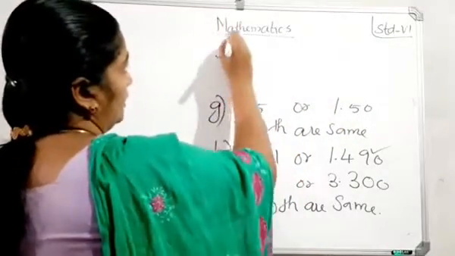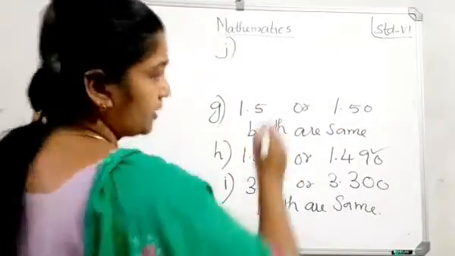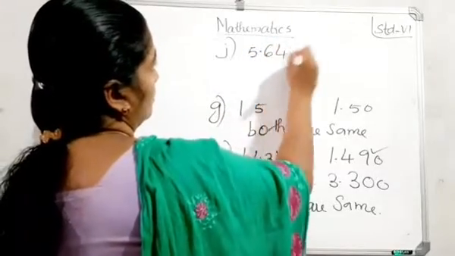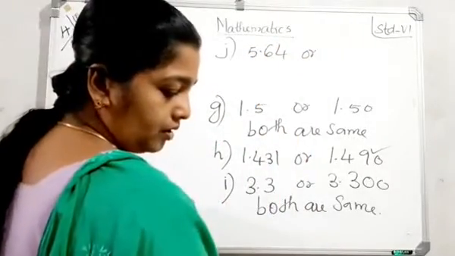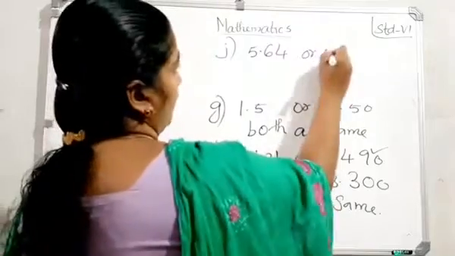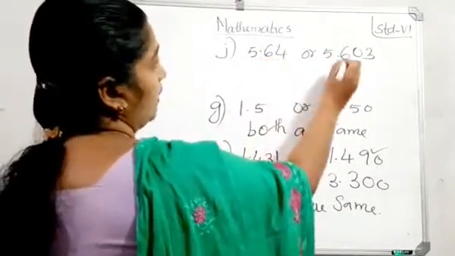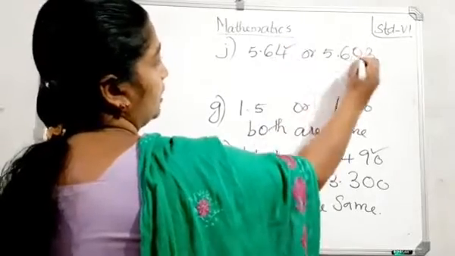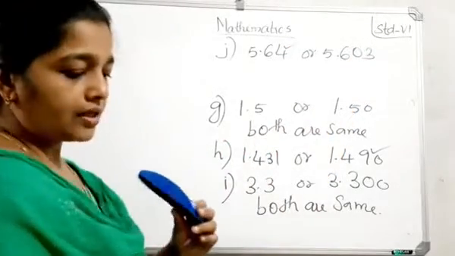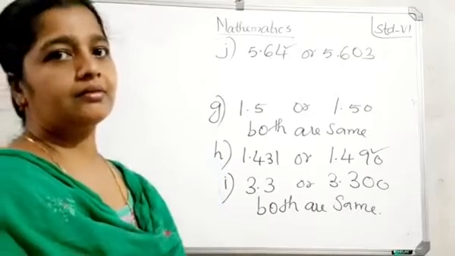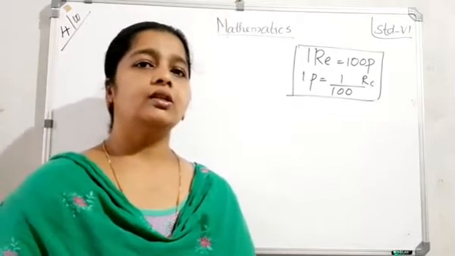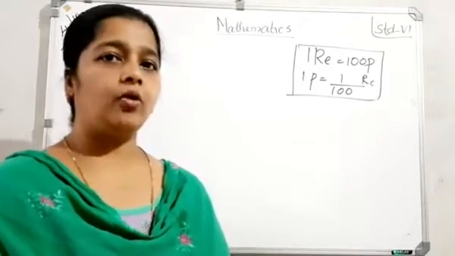Last one. J. 5.64 or 5.603. Here 5.6, 5.6, then the next place 4, here 0. Therefore, the first number is greater. Clear. All of you close your textbook. Then we can go to one more topic.